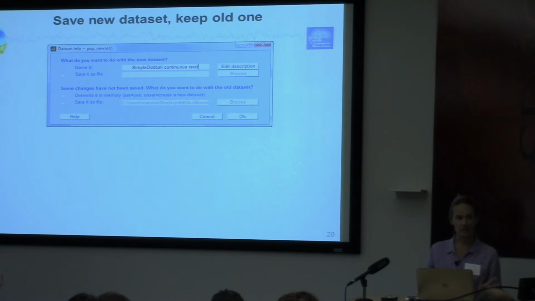Whenever you change an EEGLAB dataset, and this is going to come up several times in these lectures, it will ask you what you want to do with the datasets. First you have the option to rename the dataset, or name this new dataset that you've created. And then you can check this box if you want to save that file immediately to disk, and browse for where you want to put it.